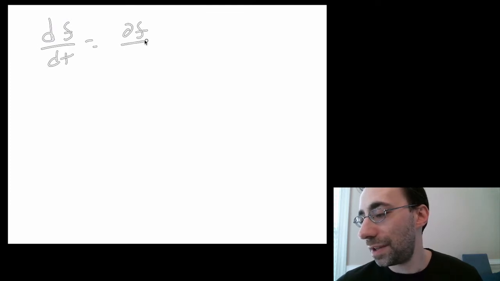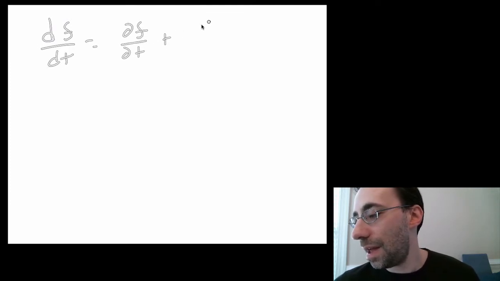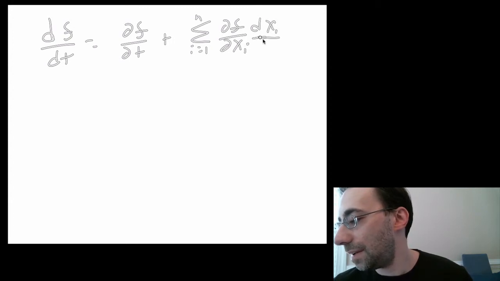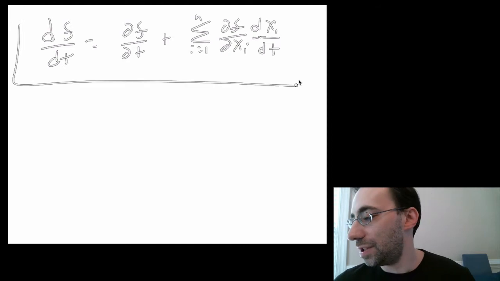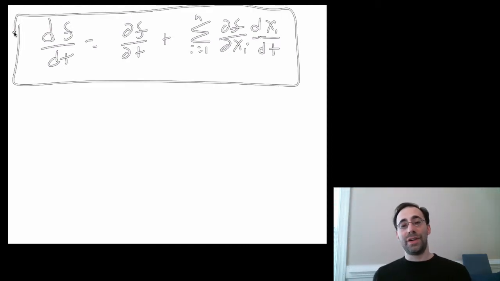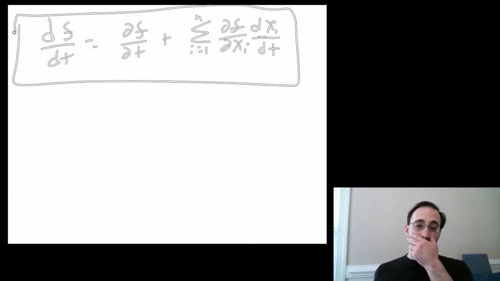There's the first term, the direct effect. And if you had more than one variable, say n variables, you would have df dxi times dxi dt. And that's the general equation for the total derivative. It tells you how the function is changing with some parameter t, where you have all these intermediate xi's that are mediating the effect of t on f.